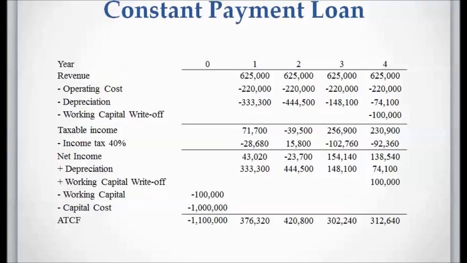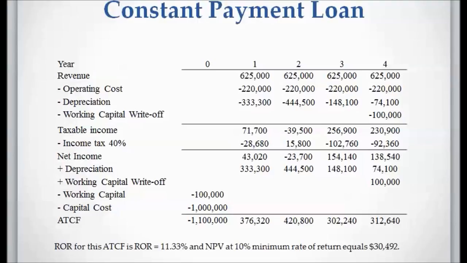We calculate the after-tax cash flow and rate of return and NPV of the project as 11.33% for rate of return, and NPV at the discount rate of 10% of $30,492.